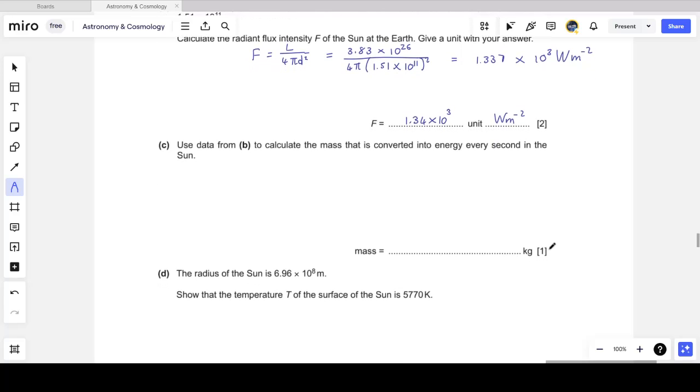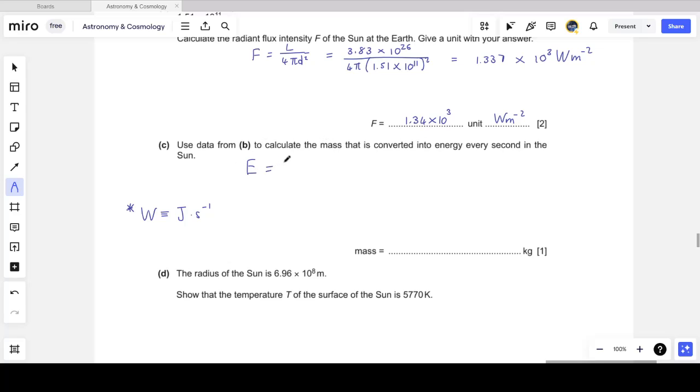We're then told to use the data from B to calculate the mass that is converted into energy every second in the sun. Okay, so remember that a watt, I'm just going to put a little note here, which you could do in pencil if you would like, that a watt is equivalent to a joule per second. So that power is 1,340 joules every second spread over every square meter. And so I want to know how much mass is converted into energy every second in the sun.